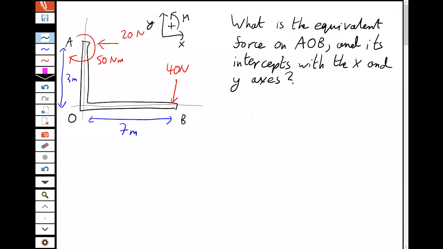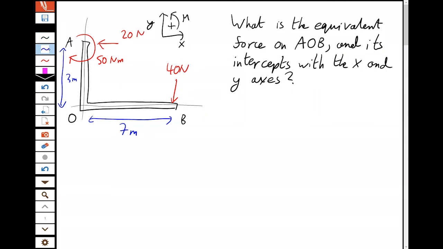Let's do a bigger example. We've got a bent member, AOB, with some forces and moment on it. What is the equivalent force on AOB and its intercepts with the x and y axes? So this time they've explicitly asked for the intercepts, but we do it the same as before. We find the equivalent moments around the origin, the equivalent forces, and then we use the equation to find the intercepts.